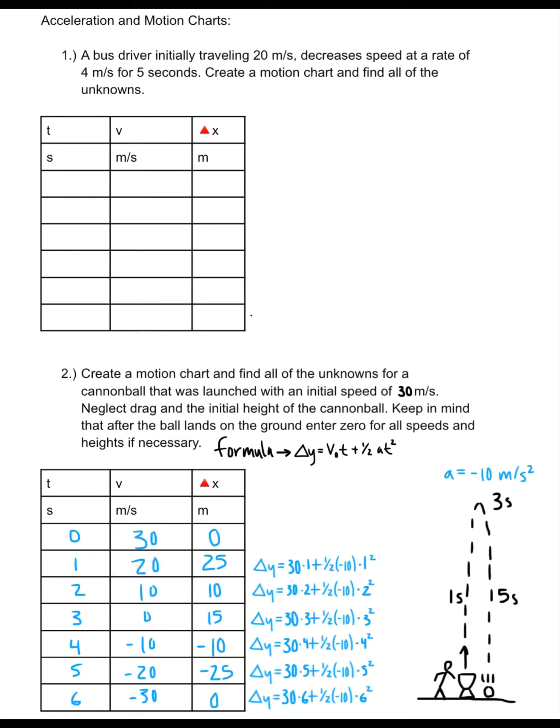To find the change in x, we're going to be using the formula change in y equals velocity initial times time plus 1/2 acceleration times seconds squared. And we're going to use that formula by plugging in each one of the seconds that we have into it, so starting with 1 and then going all the way to 6 to find which one is our maximum height.